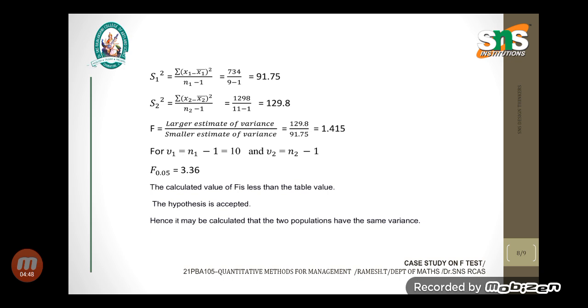So that is the F-test. The purpose of the F-test is to check whether there is a significant difference between the variances of the two data, using the larger estimate of variance divided by the smaller estimate of variance. The degrees of freedom for the first value is n1 minus 1 and for the second data value it is n2 minus 1. Using the F ratio formula, we check whether the hypothesis is accepted or not. In this case, we accept H naught, and we conclude that the two populations have the same variance.